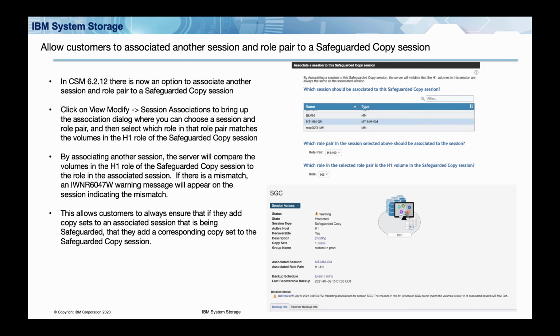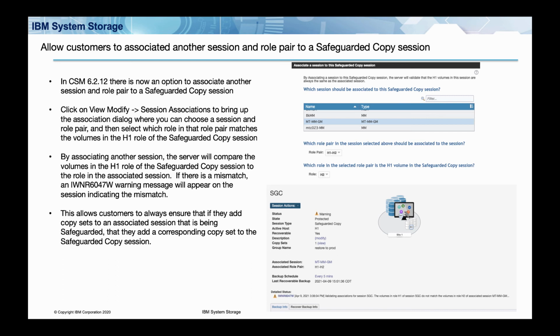All right, and the last work item for this 6.2.12 release that I want to talk about wasn't related to an RFE, but is actually related to something we're doing in a future release. But we are releasing this piece of it because there's some usefulness to it. And that feature is to be able to associate another session and role pair to your safeguarded copy session.